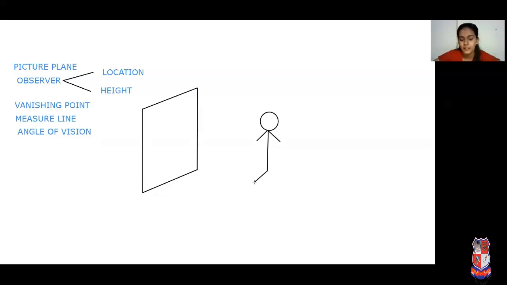And we know if the location of the observer changes, our perspective view will change. If the height of the observer changes, the perspective view will again change. Here is our observer. Consider this. Now, what is the angle of vision?